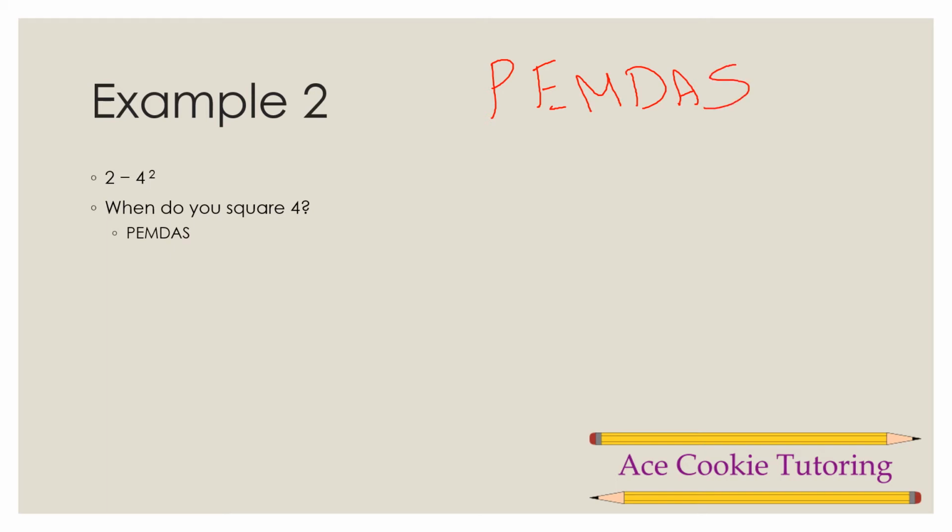So let's start. We have to go left to right. Do I have any parentheses? No, I don't. Okay, what about the E, the exponent? I definitely do. So I have to do that right away. 4 squared is the same thing as 4 times 4, or you might also hear it called 4 to the power of 2. So when I do that, I'm going to get 16.